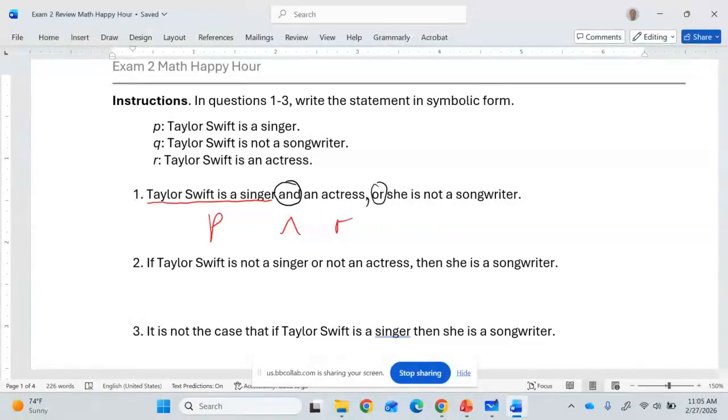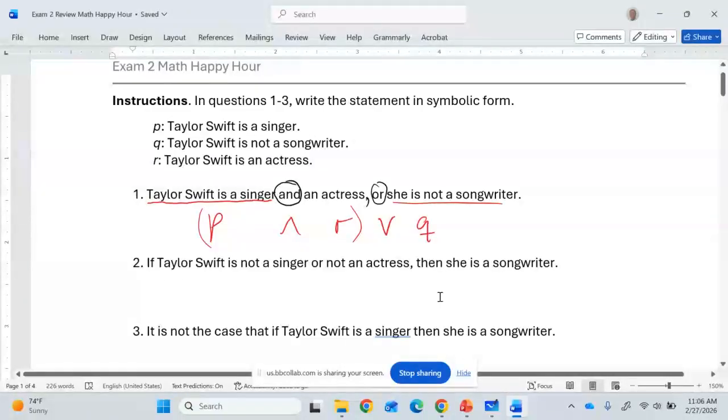Now, because of the comma, this is where we put parentheses, and then we do an or symbol, which is like a V. She is not a songwriter. Well, that's exactly what Q represents. Taylor Swift is not a songwriter, so this part is actually Q. So statement number one, which we call a compound statement because it's formed from three statements using symbols and parentheses, is represented in this way. So it'll be parentheses, P and R, close parentheses, or Q at the very end.